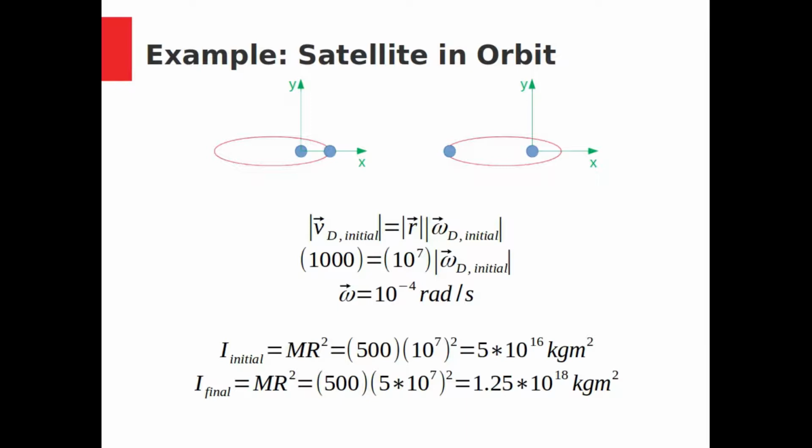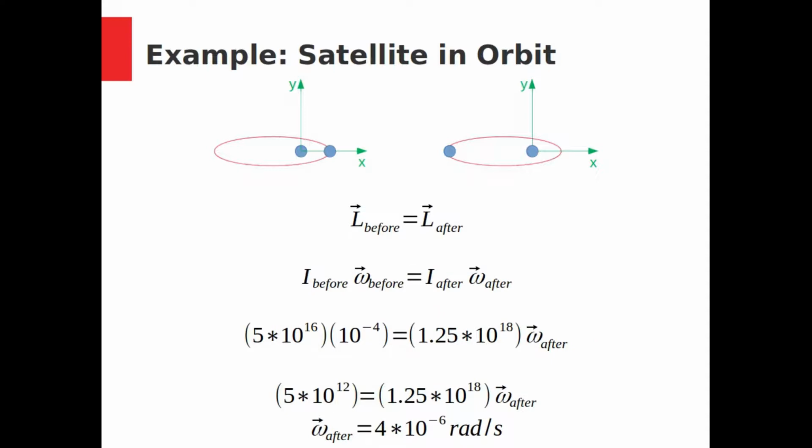The moment of inertia at the closest point is 5 times 10^16 kilogram meters squared, and its moment of inertia at the furthest point is 1.25 times 10^18 kilogram meters squared. Just like the figure skater, the moment of inertia of the satellite changes. We can now apply this in conservation of angular momentum. At its furthest point, we can solve that the magnitude of angular velocity is 4 times 10^-5 radians per second.